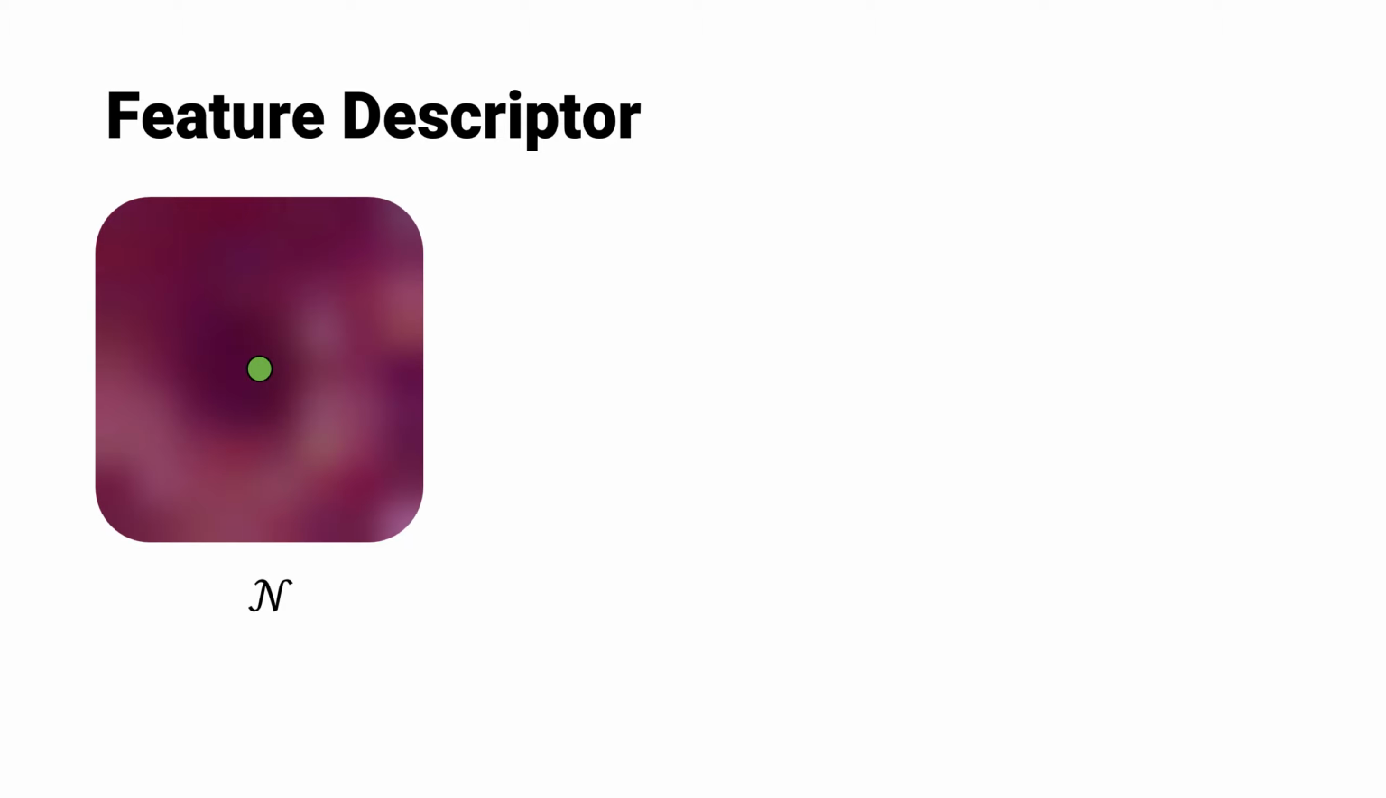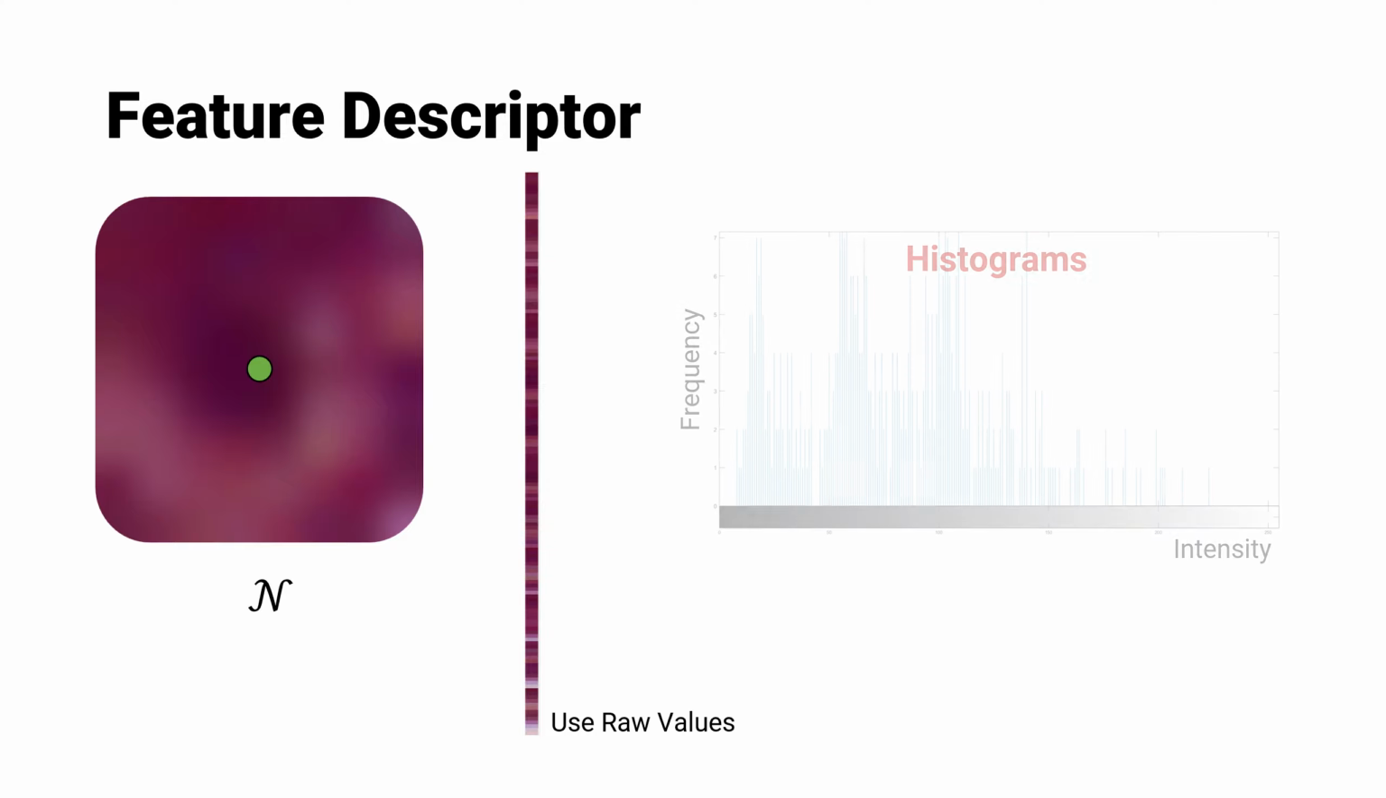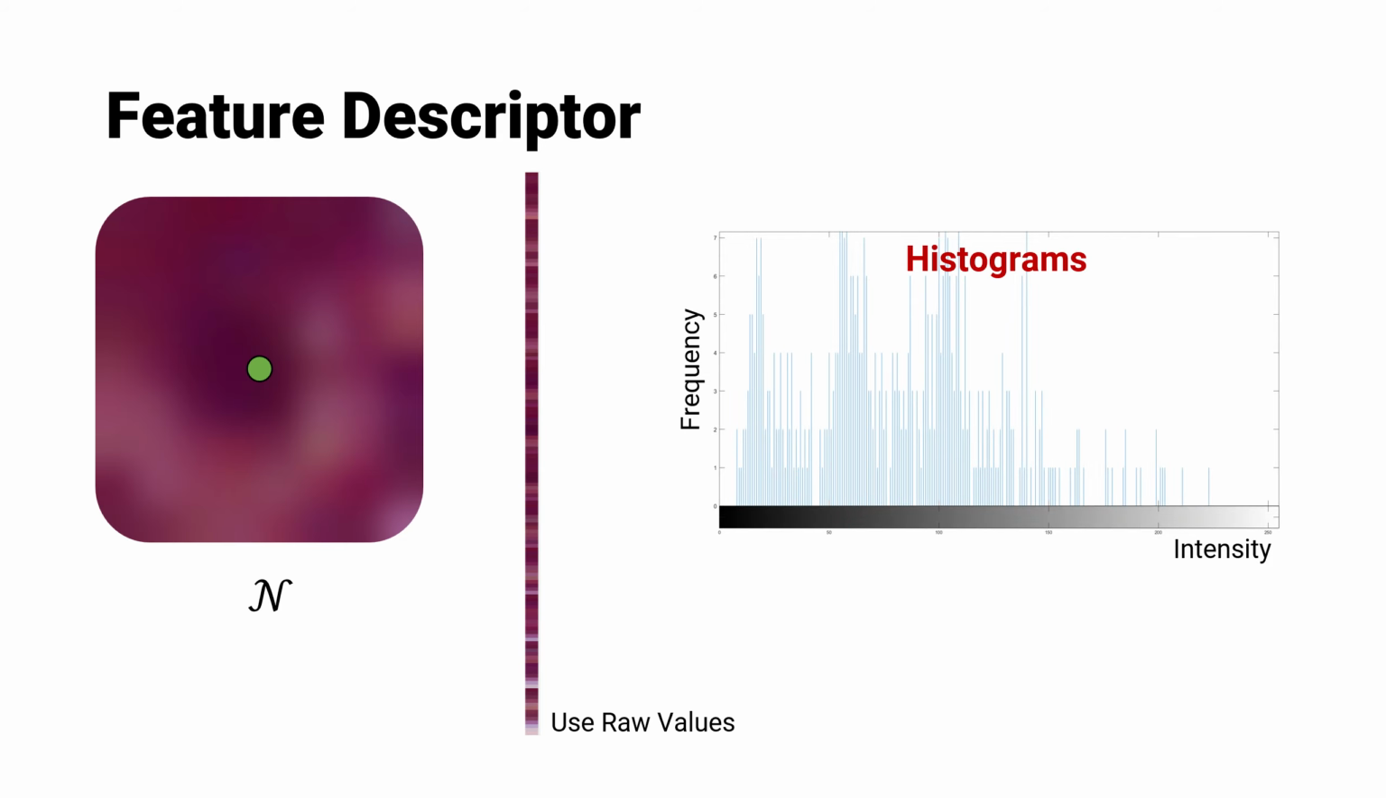One simple way is we can take all these rows and columns and raster it out into a vertical vector and use the raw values. It's a very rudimentary method and it kind of works when the viewpoint changes are very low, but it's not really that great when you're trying to apply it on a real system. A slightly better way is to use the histogram, which is basically counting the number of occurrences of each intensity value. It kind of works again, but this can also lead to really bad matches.